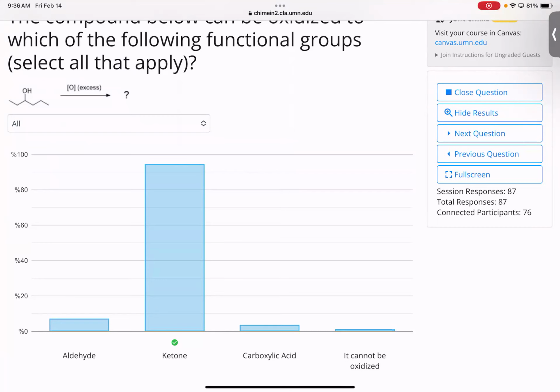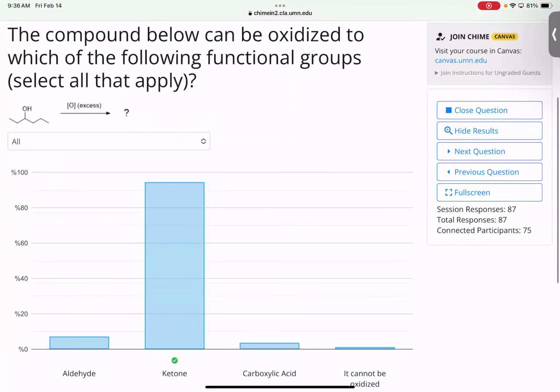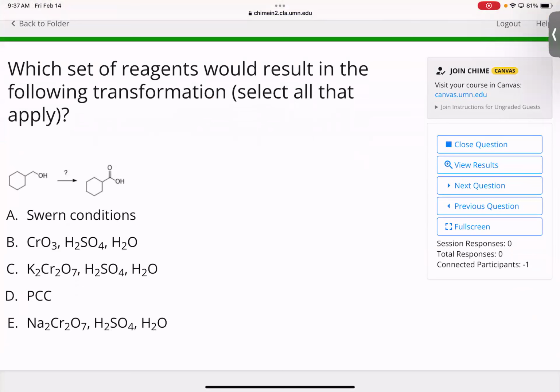All right, so we'll do one more question. So don't put your devices away. Haven't seen anyone else answer a question for a bit. Okay, so let's close this question and let's see what we think about the next question. Which set of reagents would result in the following transformation? I realized that I should have taught the Swern conditions first, but give it a go. See what you can do.